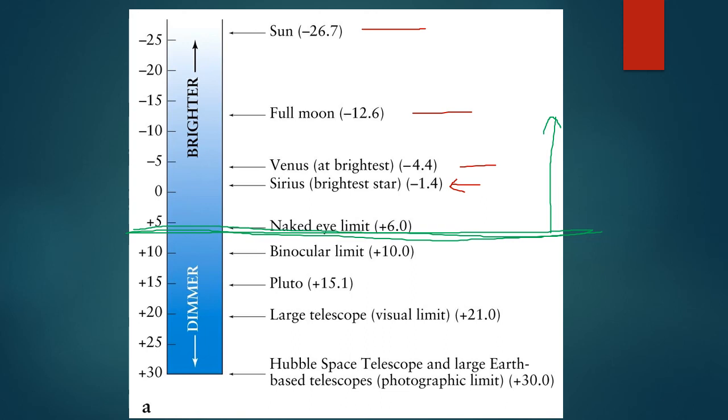Now, on your star maps or the planisphere that you're using for your class, you'll notice not all the stars are the same size dot. The smaller the magnitude, meaning the brighter the star, the bigger the dot. The bigger the magnitude, the dimmer the star, the smaller the dot. That's how most star charts tend to display this. The size of the dot is symbolic of how bright the star is. So the bigger the dot, the brighter the star. The smaller the dot, the dimmer the star.